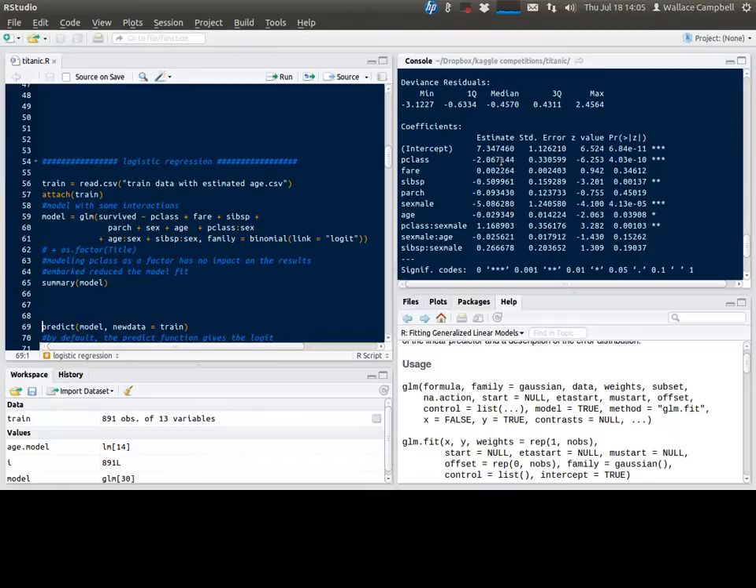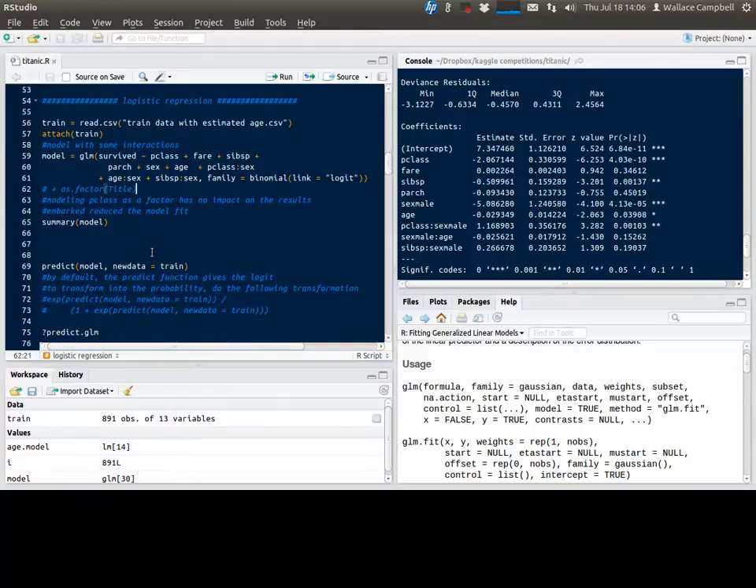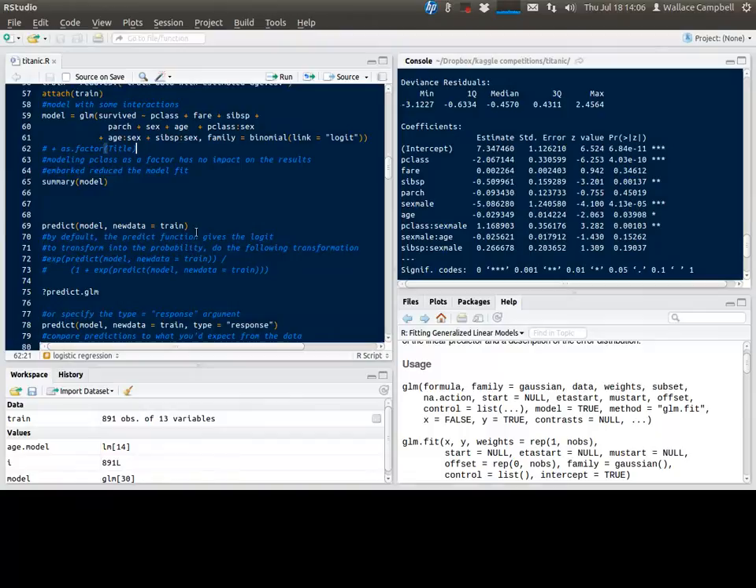So passenger class, obviously significant in determining whether someone survived. And passenger class was encoded as 1, 2, or 3. So the negative coefficient means that as passenger class increases, the probability of you surviving decreases. And the colon means an interaction term. So I put in a few interaction terms in there too.